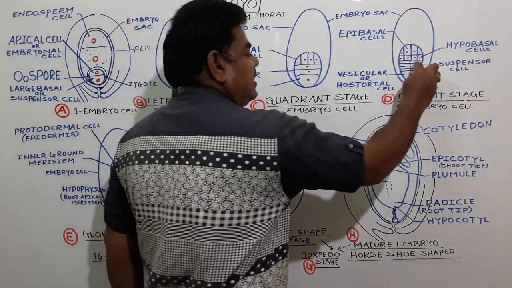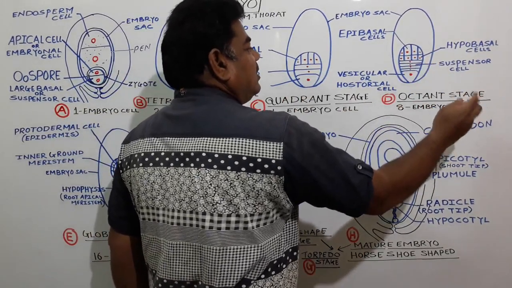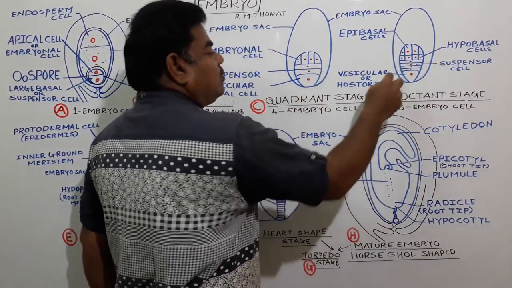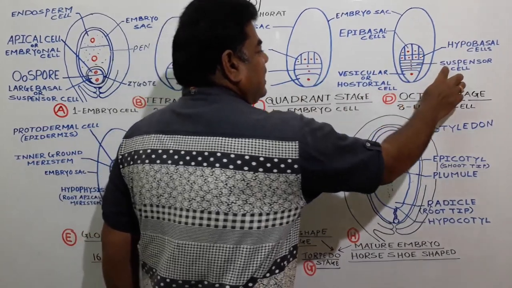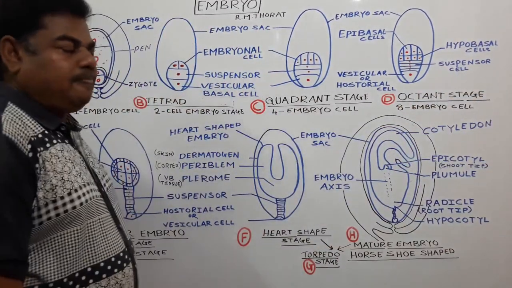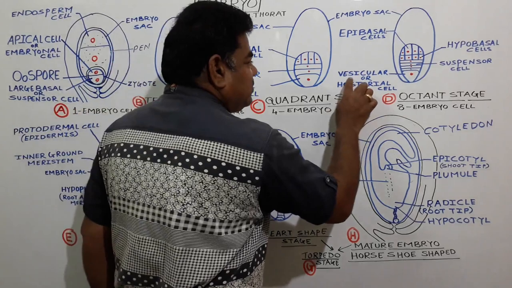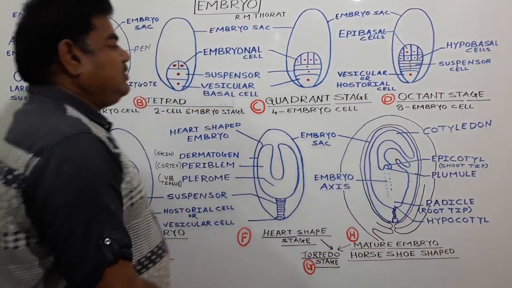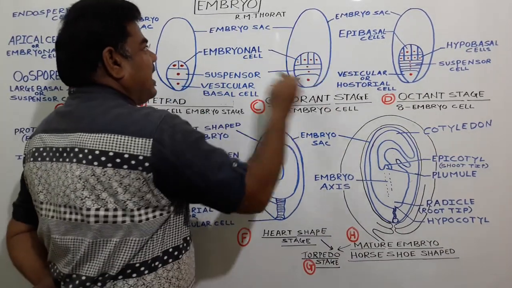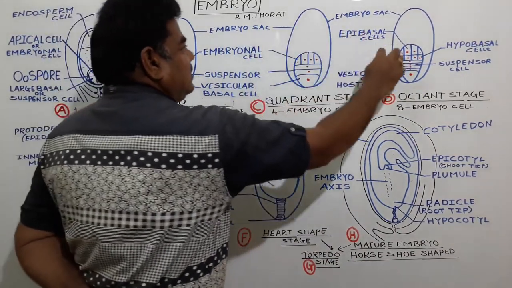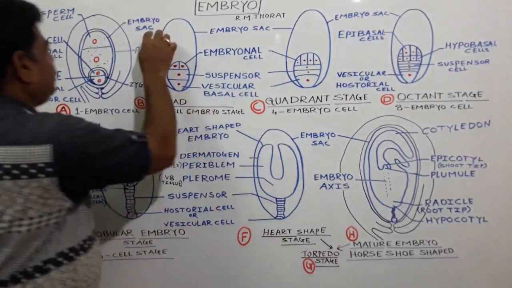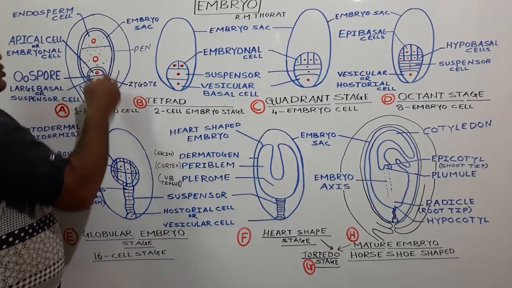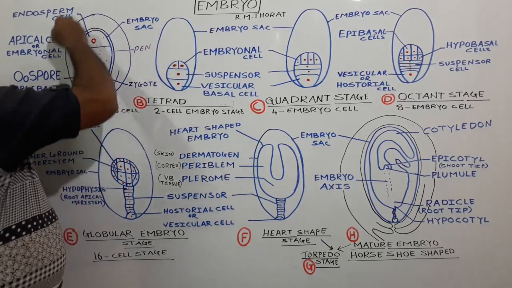That suspensor cell here divides mitotically and forms 1, 2, 3, 4. These two divide mitotically and form 1, 2, 3, 4, like this is a suspensor cell. And this cell remains as it is. We call it a vesicular or haustorial cell, which is big in size, which gets attached to this sac. That sac we call an embryo sac. This embryo sac is present here inside this ovule, and this ovule is surrounded by this ovary wall like this.